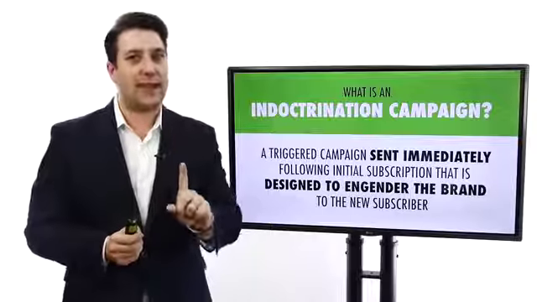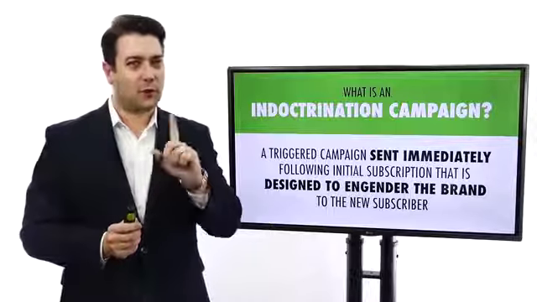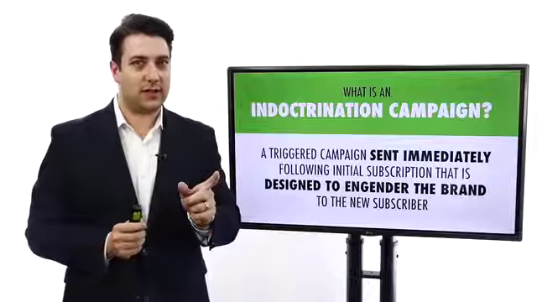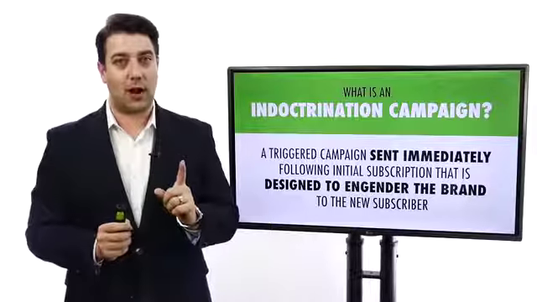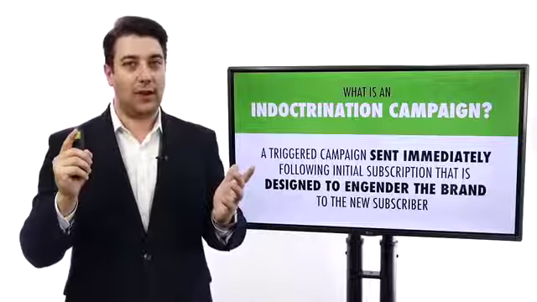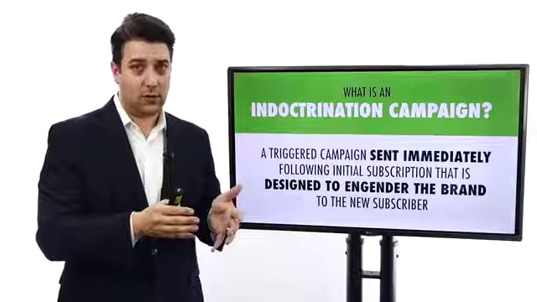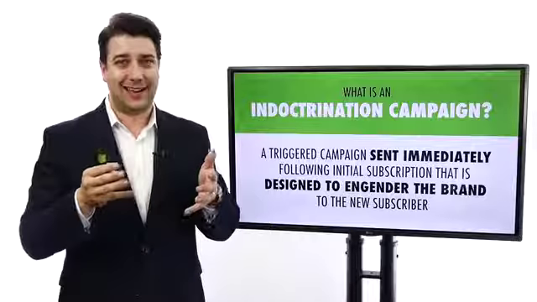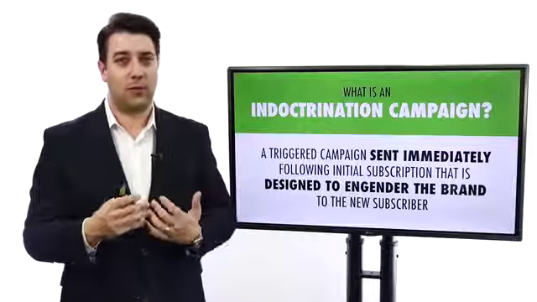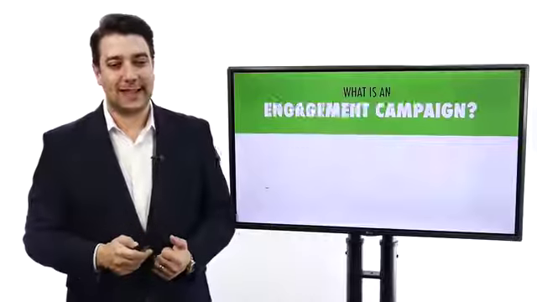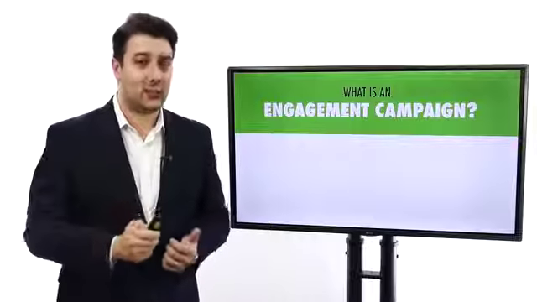Indoctrination, which is the first phase of email marketing, the first kind of campaign type that we're focusing on, is sent once per new subscriber, and it focuses on engendering the new subscriber to you, right, to your brand. So really we're building up and indoctrinating them into who you are, what you believe, but we'll break that down in a second. So next is the engagement campaign.